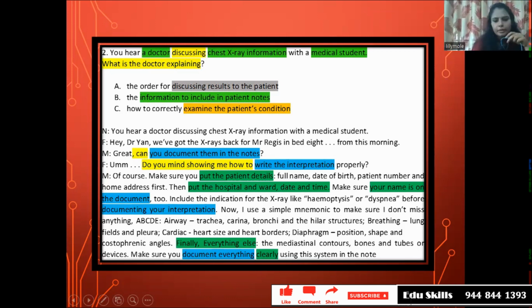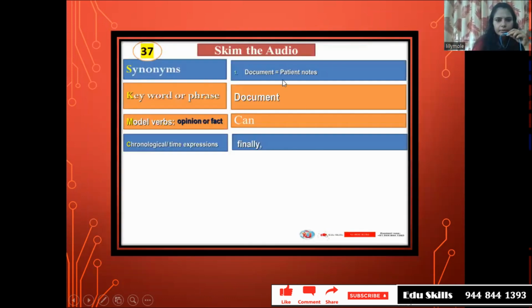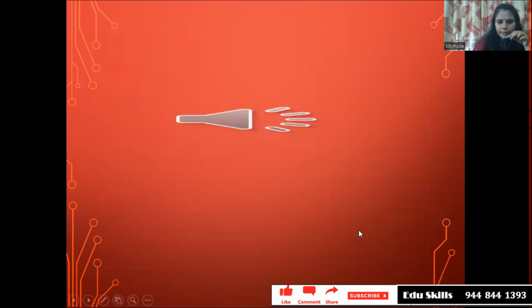Okay. So skim the audio. That is a synonym: the document means the patient notes. The keyword or key phrase is the document. Here we can see the modal verb can and the chronology time expression finally. So this is the end of the section.